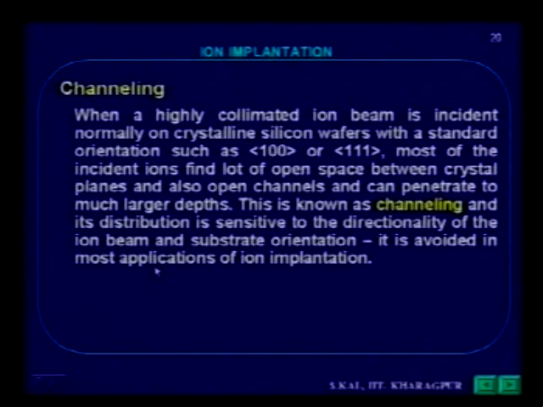It is avoided in most applications of ion implantation. Why is it avoided? Because it will give you unpredicted results of the penetration depth. If channeling is prominent, then without stopping the ions inside the crystal, they traverse a longer distance. Then for a particular energy, proper estimation of the junction depth or of the Rp value is not possible if channeling is predominantly there. Since it is an undesired phenomenon, we have to have certain mechanisms so that channeling can be reduced to a very small value. And those we will discuss one by one.